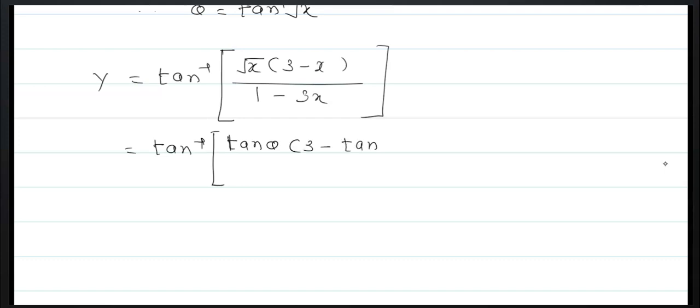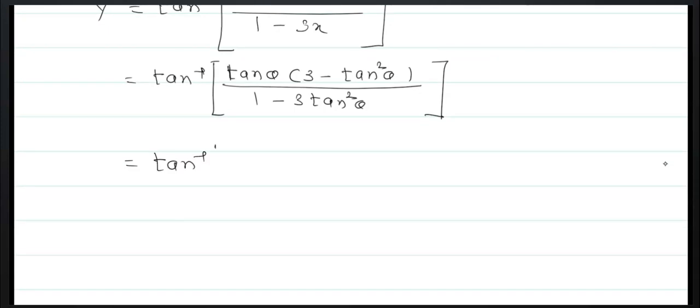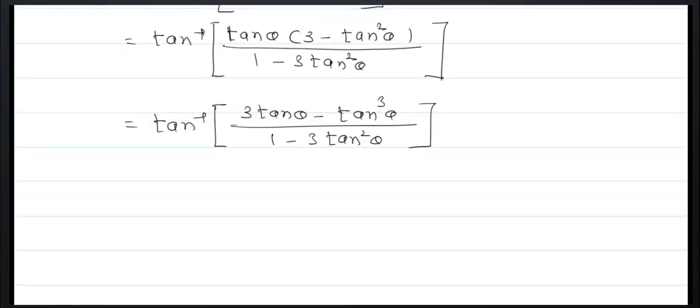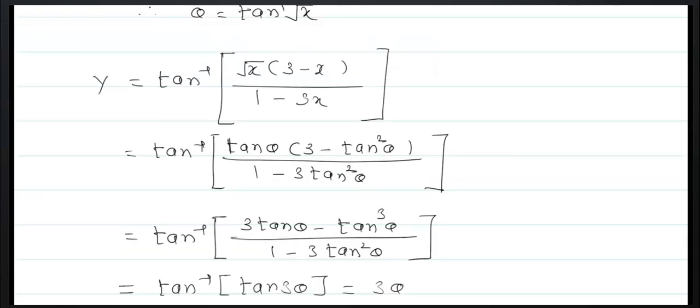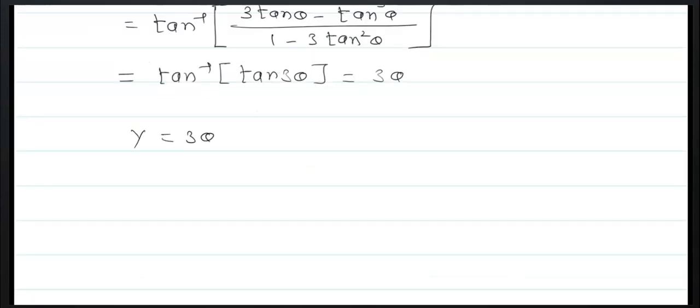That is tan theta times 3 minus tan square theta, because there is x, upon 1 minus 3 tan square theta. If you multiply it, then you will get 3 tan theta minus tan cube theta upon 1 minus 3 tan square theta. That is tan inverse of, this is nothing but the expansion of tan of 3 theta. That is equal to 3 theta. Now differentiate this with respect to x. Theta is tan inverse of root x.